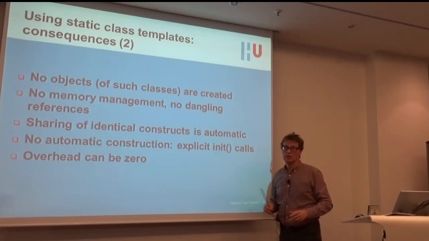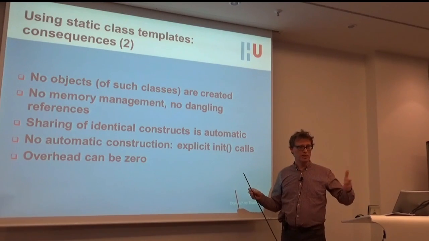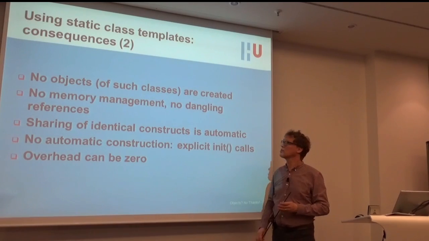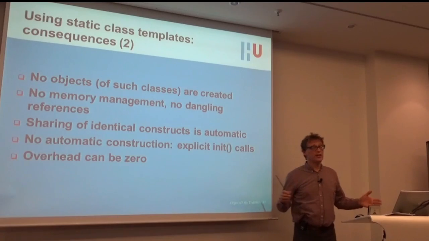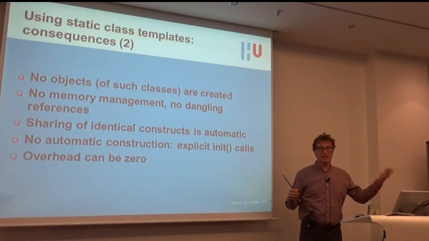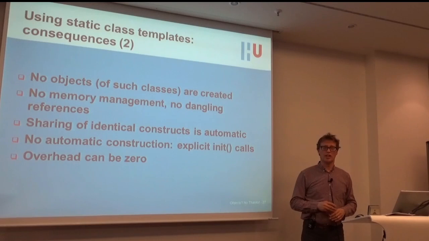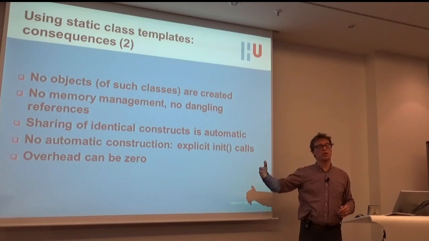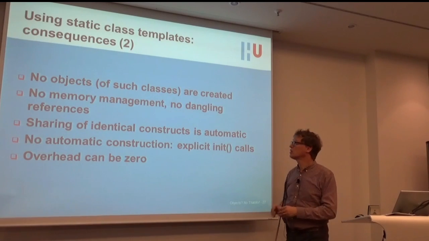There are no objects inside anywhere, although you could argue that what I create are compile time objects, but syntactically there are no objects. So you have no memory management problems. There can be no dangling references because dangling references are to an object that's no longer valid, and there are no objects anywhere. In fact, even when you create such a class locally within a method or within another class, it has global lifetime. It's created once.